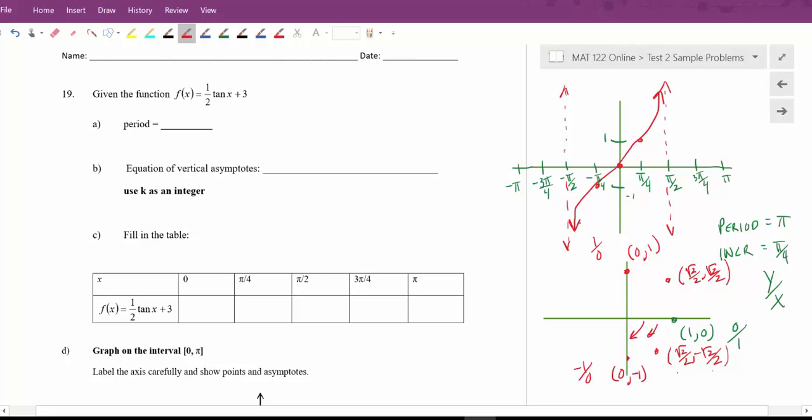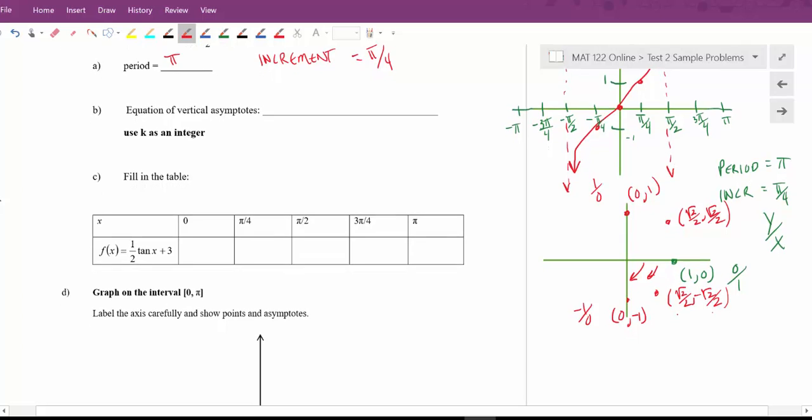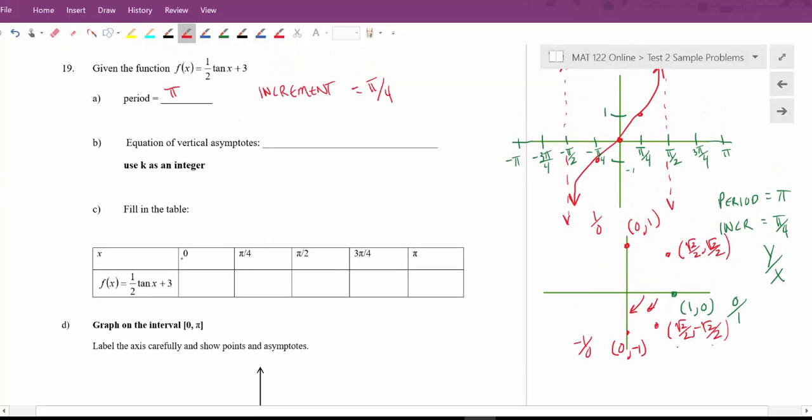You have the asymptotes. So what we're going to do on this, well, we've got a couple of things. The period: there is nothing in front of x. That's just 1x, so the period is pi. And that means the increment, which I already did in the table, is pi over 4. Okay, so we've got that. Now, the vertical asymptotes, we'll talk about that in a minute. The first thing we're going to do is fill in this table, going from 0, counting by that increment up to pi, and then we're going to graph this.